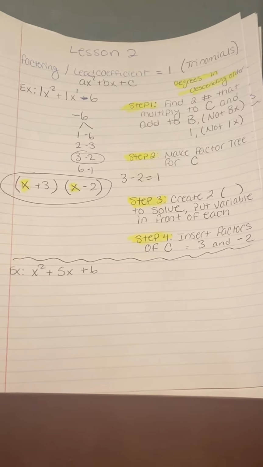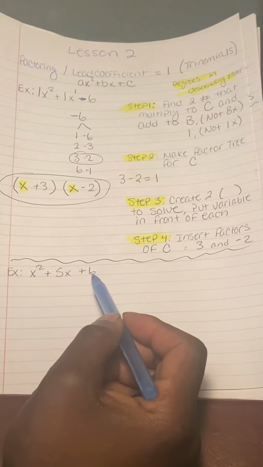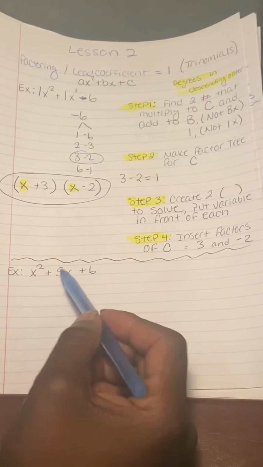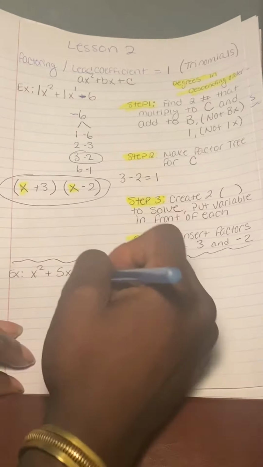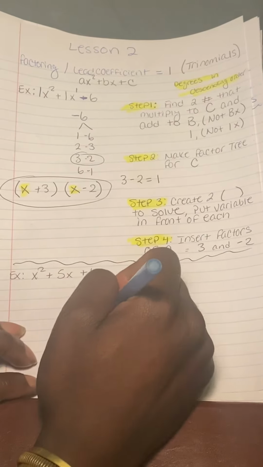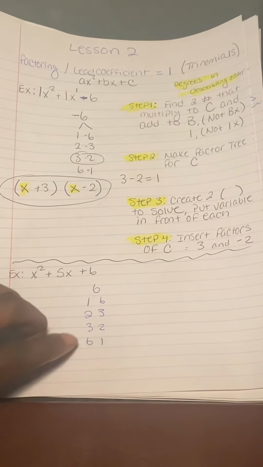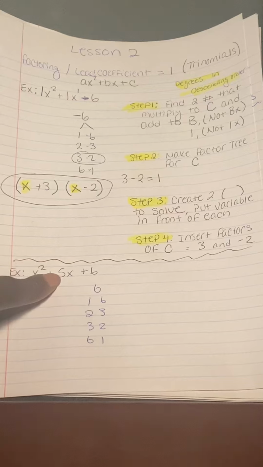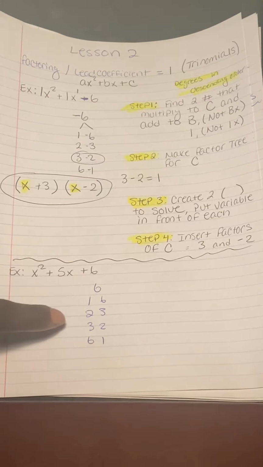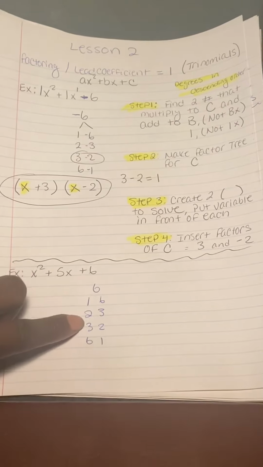Let me work this out in front of you so your misconceptions can be clarified just a little bit better. Again, step 1, what two numbers multiply to c, or 6, and add to 5? So again, my multiples of 6 are 1 and 6, 2 and 3, 3 and 2, 6 and 1. Out of these sets right here, which two add to 5, or b? Well, I got 2 and 3, or 3 and 2. It doesn't matter. Both of these add to 5.